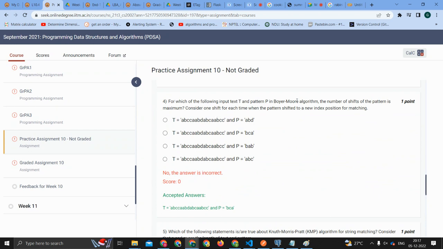Okay. So here comes the Boyer-Moore algorithm. For which of the following patterns in the Boyer-Moore algorithm is the number of shifts of the pattern maximum?